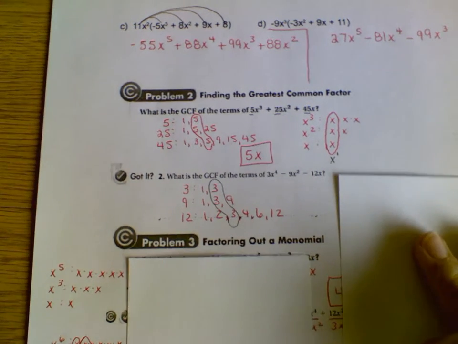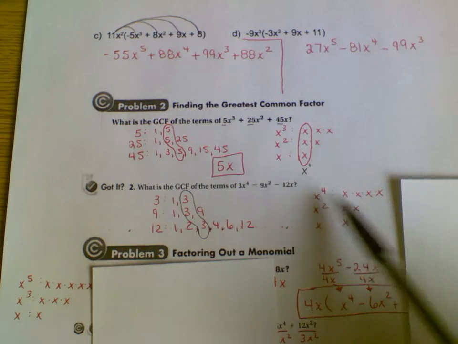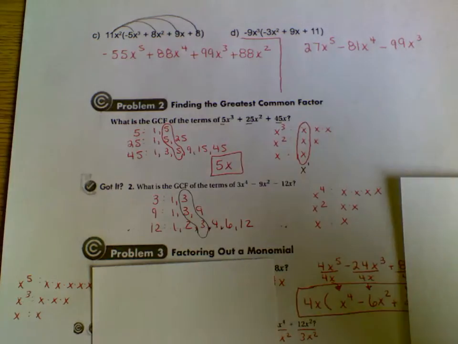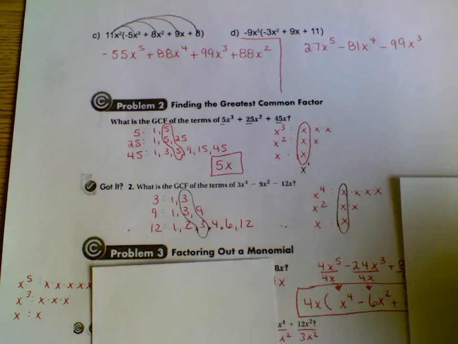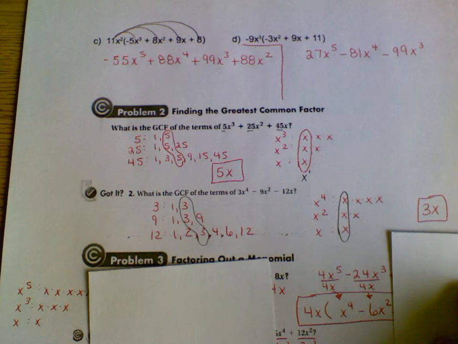I would do the same thing for my variables. So after I listed all my variables, x to the fourth is 4 x's, x squared is 2 x's, and x to the first is 1. They would have only one x that all three of them share. So my greatest common factor would be 3x.